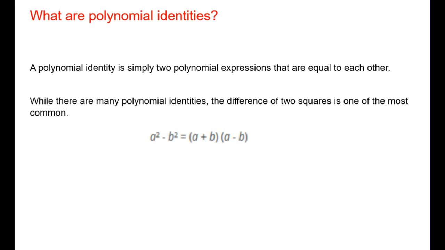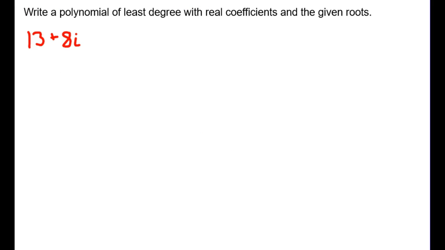This is an identity. Before we get into working with polynomial identities, we're going to review a problem from the previous lesson. Write a polynomial of least degree with real coefficients and the given roots. The only root that we're provided with is 13 plus 8i. Using the complex conjugate theorem, we know if we have a complex root, there must be a conjugate pair to go with it. So this means that 13 minus 8i must also be a root to this polynomial.